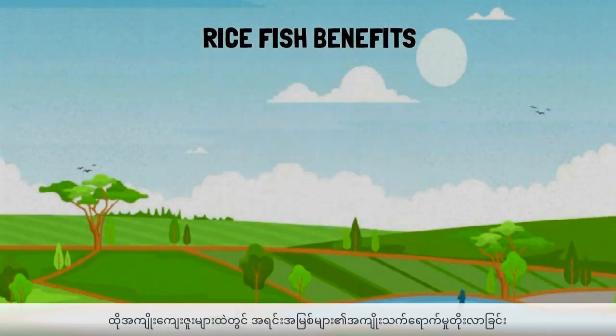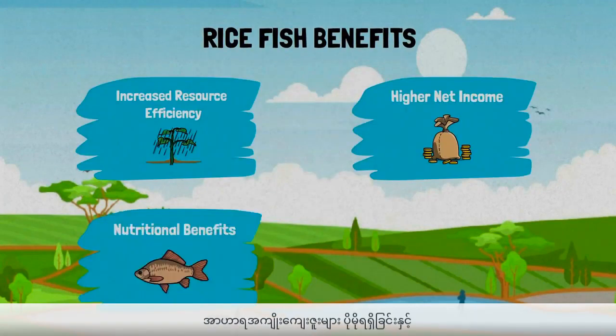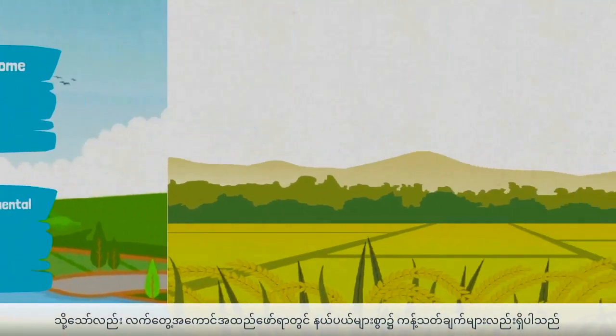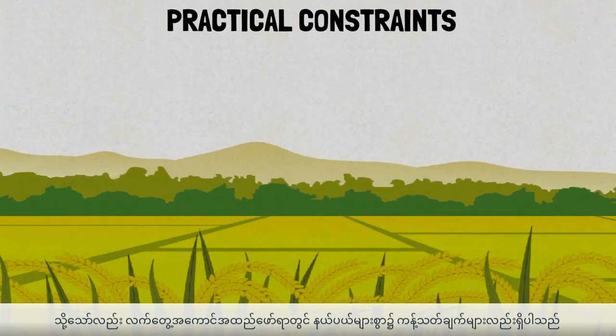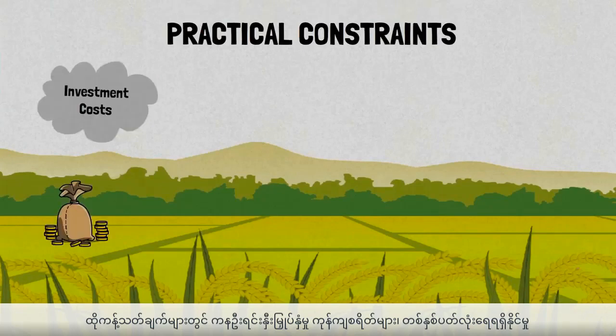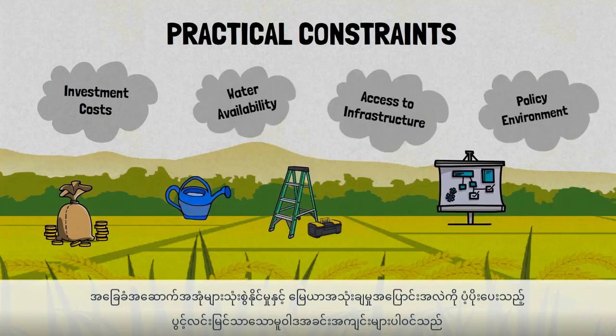These include increased resource efficiency, higher net income, greater nutritional benefits, and a reduction in negative environmental impacts due to a reduced requirement for fertilizer input. However, in many areas, there are practical constraints in implementation, including initial investment costs, the requirement for year-round water availability, access to infrastructure, and the presence of an enabling policy landscape which supports land use change.